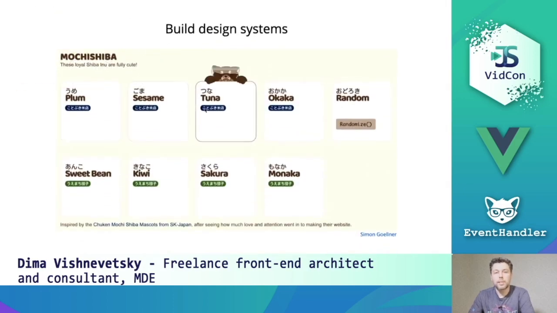We can build design systems. I mean, almost full design systems, as you can see in this specific example. So we have these Shiba dogs, and behind the scenes, it's actually only one component of the dog, and it has a lot of SVG inside of it, and the SVG is split into different pieces.